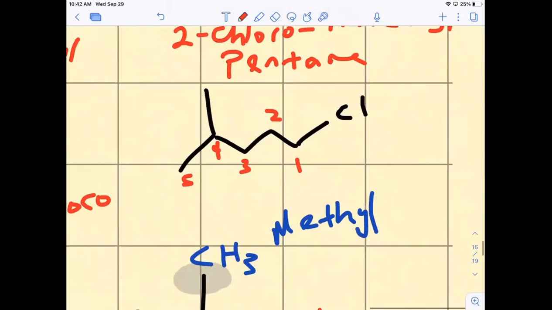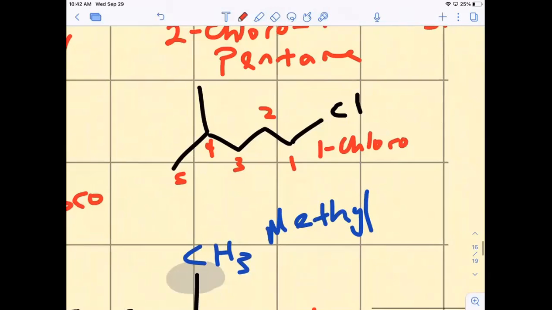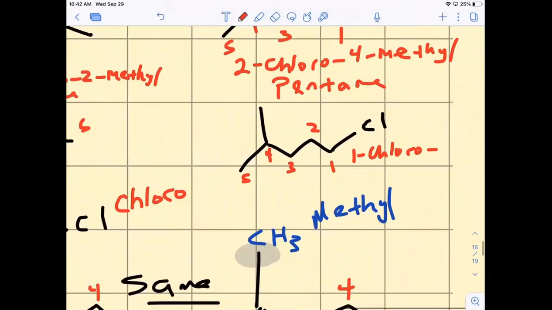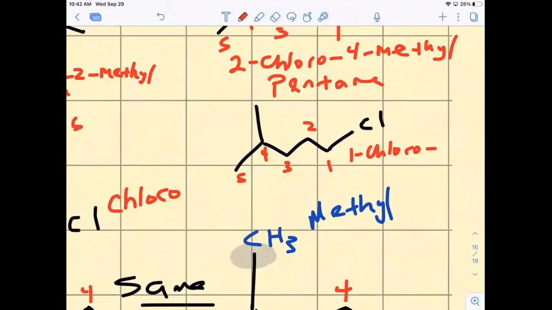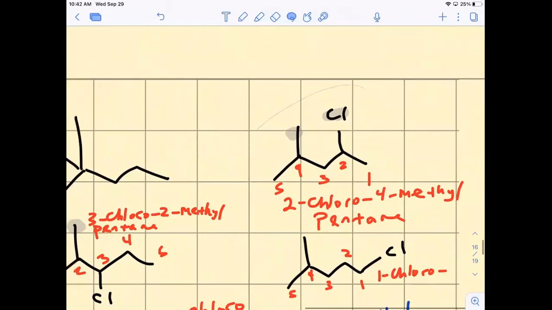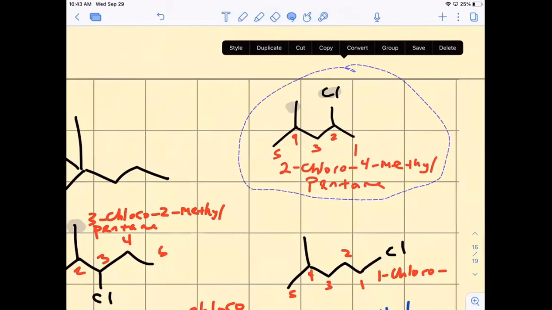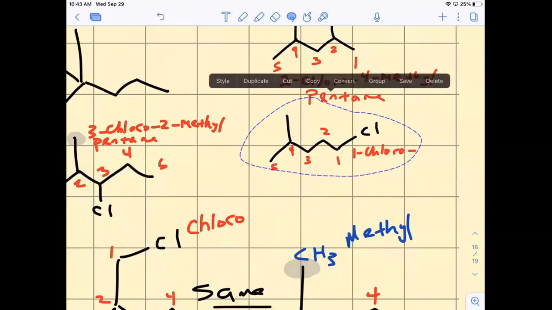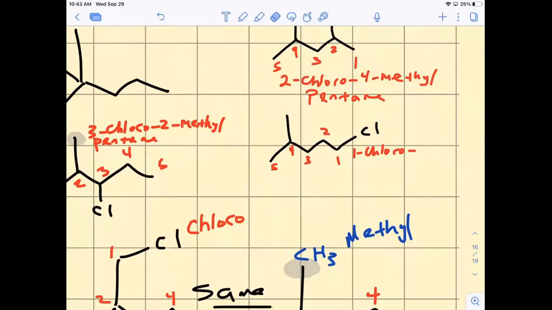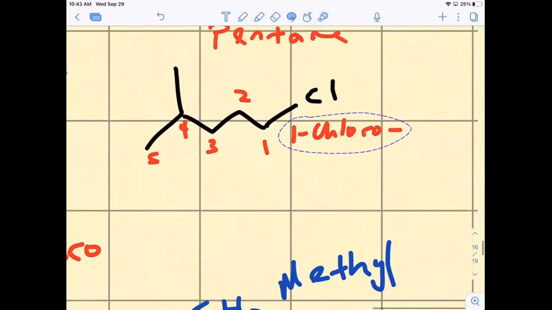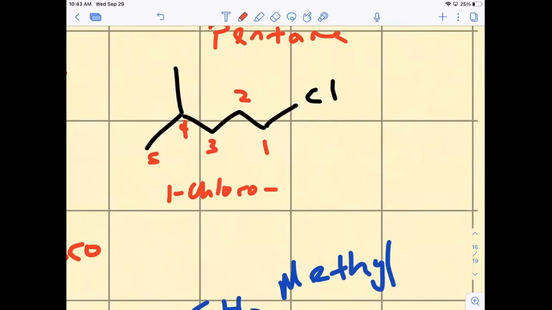One chloro, 4 methyl pentane. Running out of space, and I don't like that. That's all right. I'm gonna squeeze it up in here some kind of way. I'm gonna move that up. Shrink it a little. So this is 1 chloro. 4 methyl. And I know this is an aside, but it's a good aside to take. Pentane.